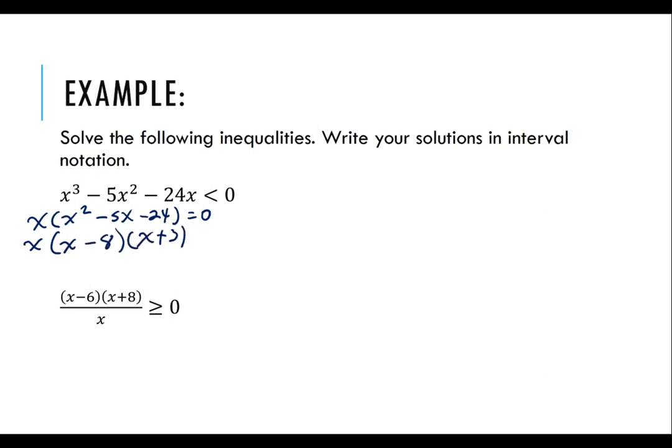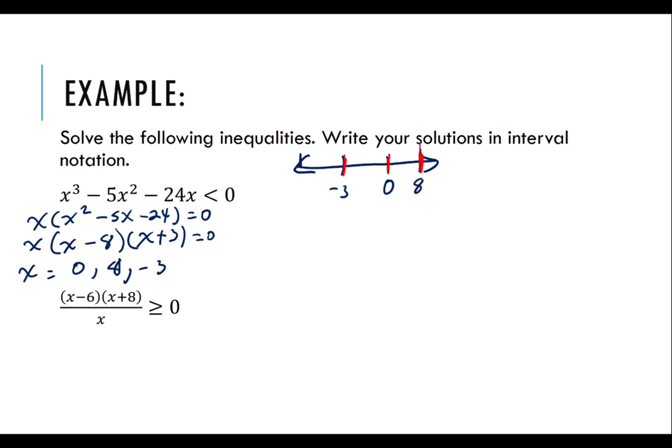Let's confirm that. 3 times negative 8 is negative 24. 3 minus 8 is going to be negative 5. And x times x is x squared. That means that the zero product property gives me that x has 0, 8, and negative 3 as solutions. So let's cut up our number line. So our number line is cut on negative 3, 0, and 8. Those are our critical values.